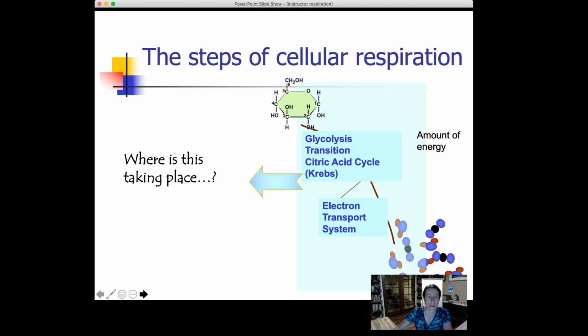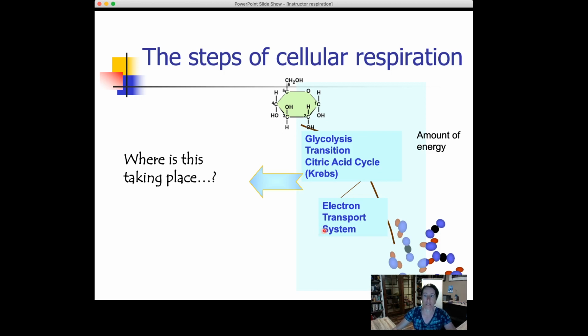All right, so where does all this happen? This process of cellular respiration happens inside the cell in a couple of places. Because there are several steps to harvesting the electrons from glucose, this is a kind of complicated process where there's multiple parts to it, and the steps have names. The first step is called glycolysis. The second step is called the transition. The third step is called the citric acid cycle, or sometimes the Krebs cycle. And the last step is called the electron transport system, or the electron transport chain. So those are the four things: glycolysis, transition, citric acid cycle, ETS.